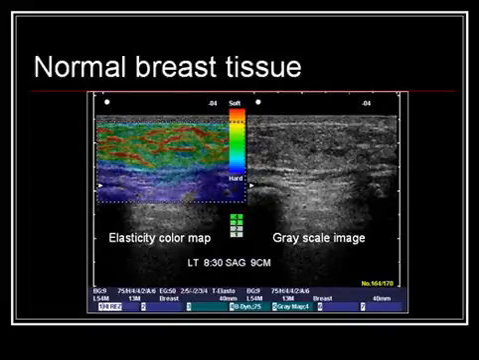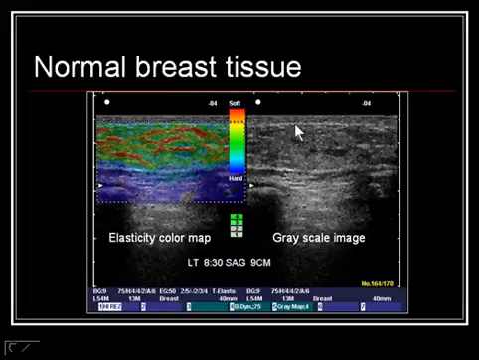This is an example of breast tissue, normal breast tissue. This is the skin, and this is a fairly glandular, dense tissue. And on the elastogram, you can appreciate mostly the green and the reds, which imply that this is a fairly soft area or normal breast tissue.